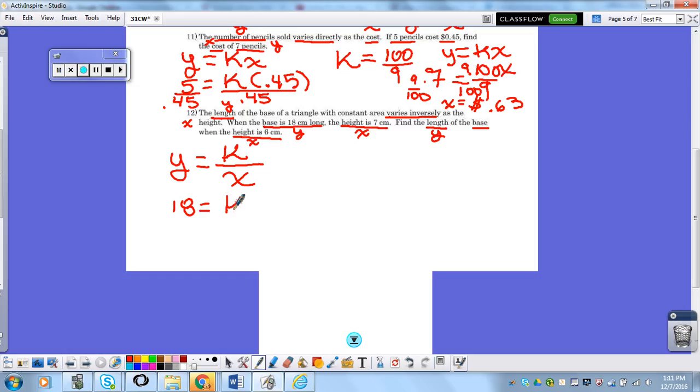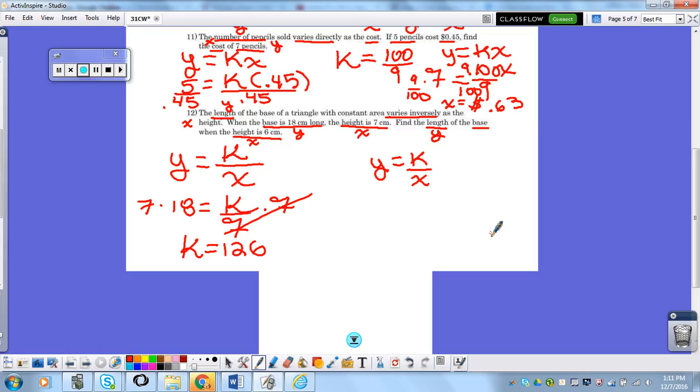You don't know k because it doesn't say constant of variation anywhere. And then your height is 7. So we need to find k. So k is equal to 126. So we find k. Now we need to use k. So y is equal to k over x again. So we're going to use that part. Now we plug in what we know.